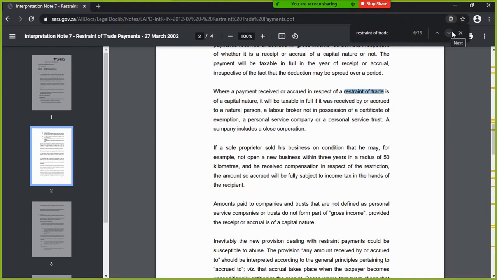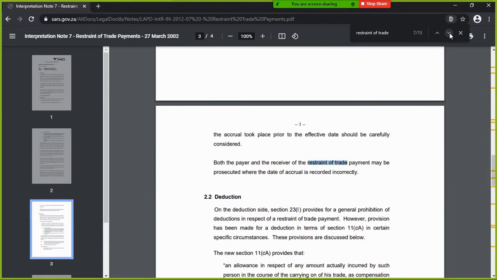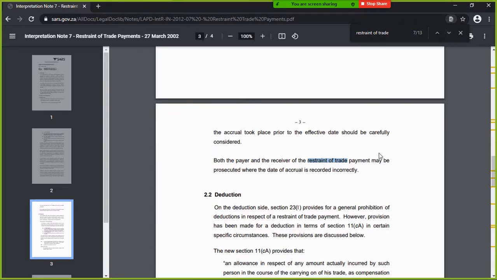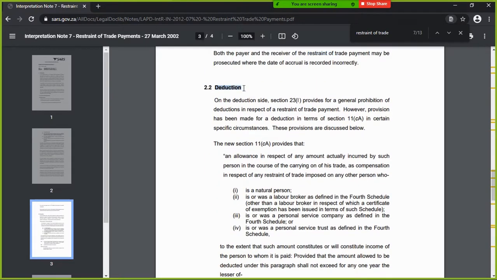It's like normal income actually for the individual. But you're just not working. You're paid not to work because you have knowledge of the company's trade secrets and they don't want you to work for a competitor. Let's find the deduction here. There we go, I saw it already. On the deduction side, Section 23L provides for a general prohibition. Prohibition means you cannot deduct it in respect of a restraint of trade payment. However, provision has been made for a deduction in terms of Section 11CA. 11CA is what we're looking at here.